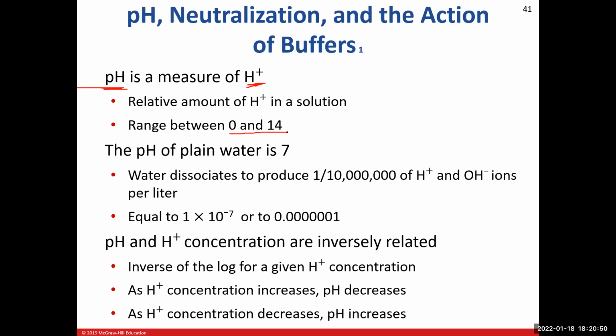And right in the middle of this scale is water, plain water. It has a value of 7. So it's right in the middle. And remember what we said about water. I'm going to go back to this slide. I'll come right back to this. Check it out.